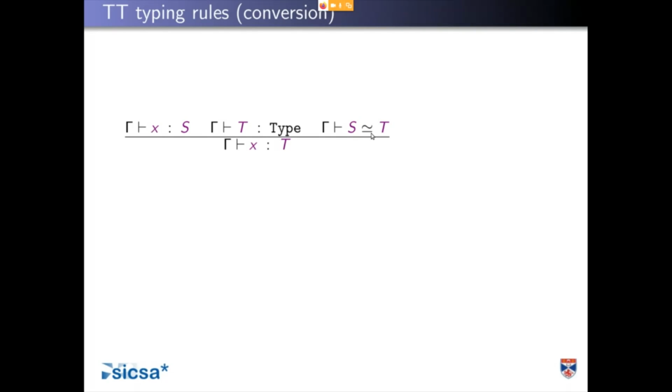So an intuitive way to think about this conversion relation is that s and t have the same normal form. It's a bit more precise than that. I've seen various ways of defining this. One is to say that you can get from s to t by applying a sequence of reductions and reverse reductions. But in terms of how you implement it, it's normally that these two things are either syntactically equivalent or have the same normal form. So if x has type s and s and t are convertible, then you can also say that x has type t.